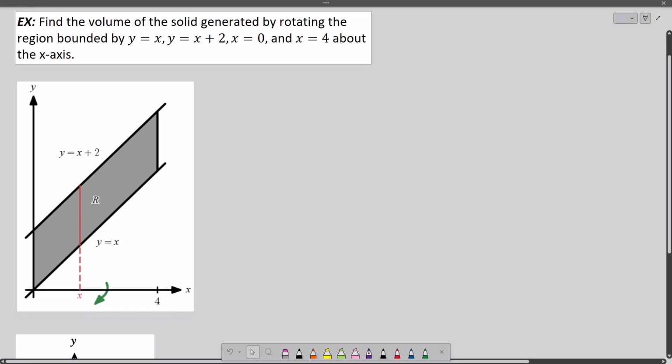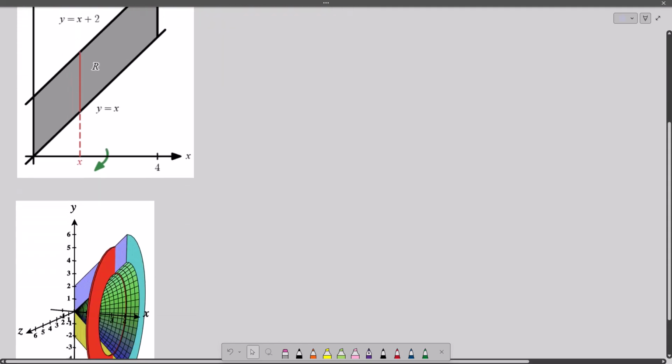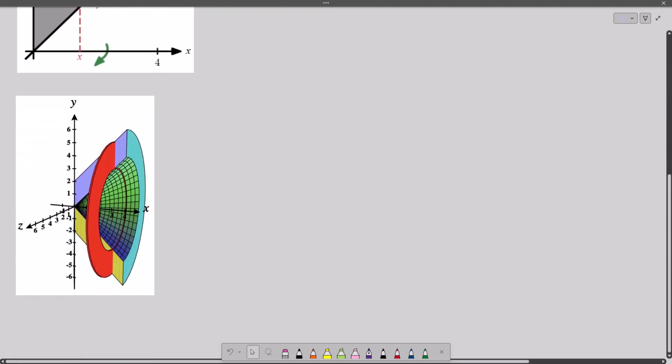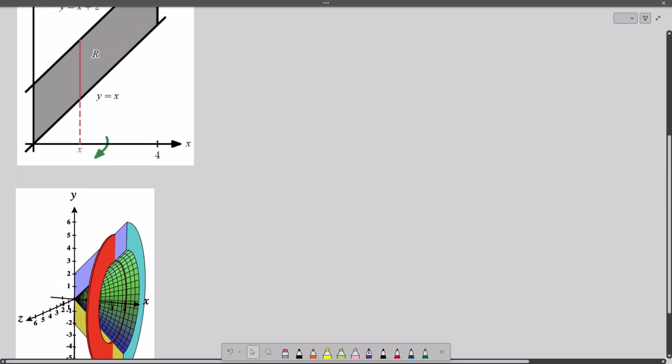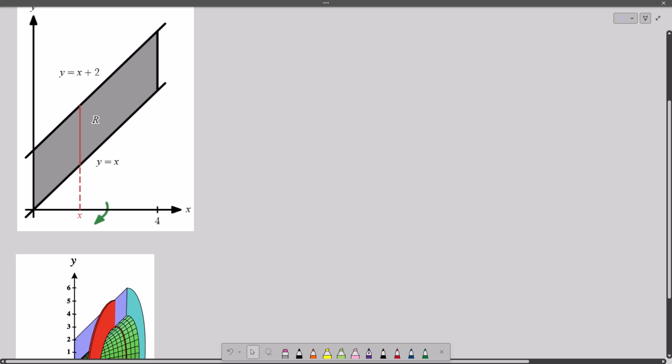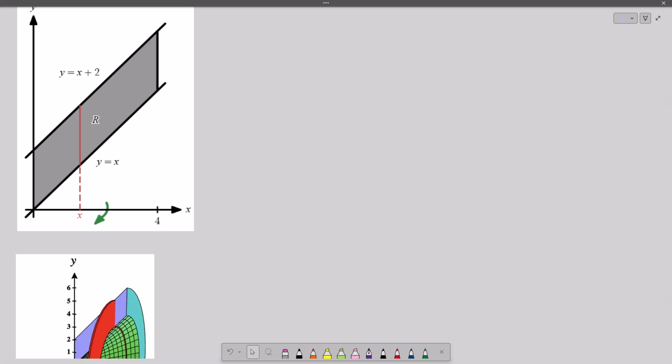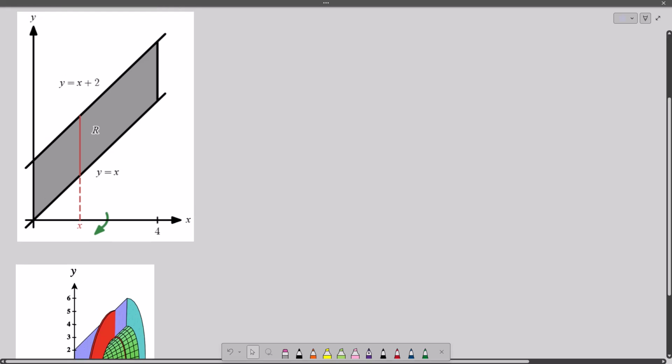So we're going to find the volume of the solid. We're going to rotate this parallelogram around the x-axis. We're going to get some sort of thick cone-looking thing. Cross-sections will be washers because this gap right down here, when we rotate that around, it's going to create a washer with that as the hole in the middle. All right.